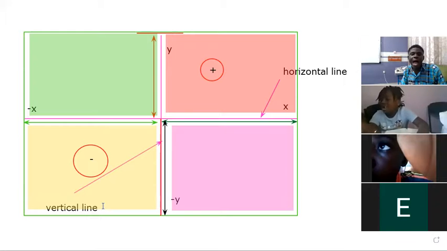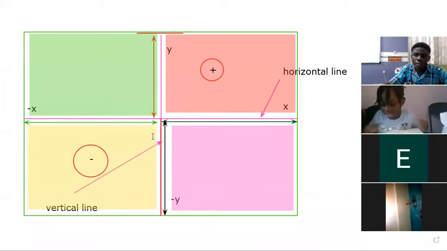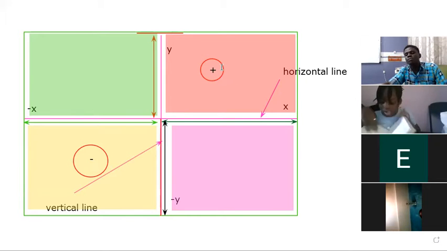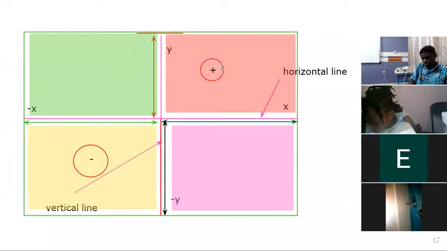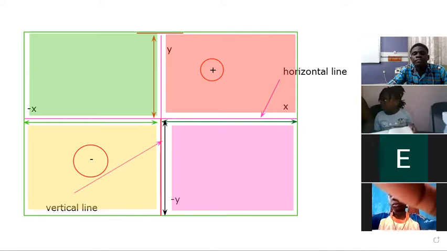Who can tell me why it is negative here? If you don't tell me, you do it as a homework. Because I have told you why it is positive here. So it is the same reason. So why is it positive here? Who remembers what I said about the positive? Why is it positive here? You don't know. So you're not listening. Okay, let me explain it again.